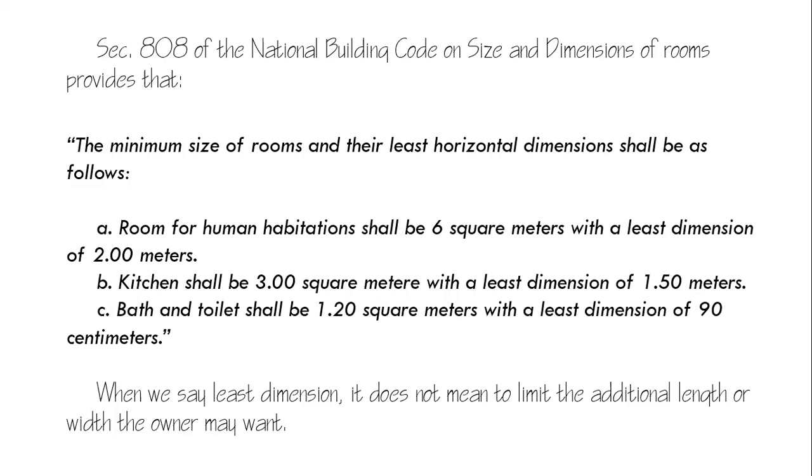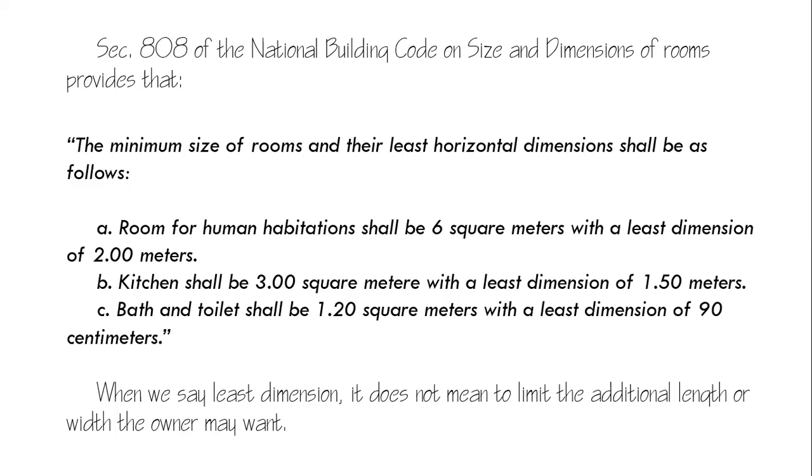So if you have a 6 square meter room, pero 1.5 ang dimension niya, that's not acceptable. So the least dimension of that one should be 2 meters. Okay? And for the kitchen shall be 3 square meters with the least dimension of 1.5 meters. So if naka-kitchen na 3 square meters, ang pinakagamay na dimension niya will be 1.5. So if inyong kitchen kay 1 meter ang width niya, that's not acceptable.